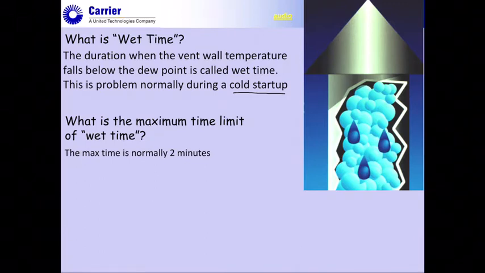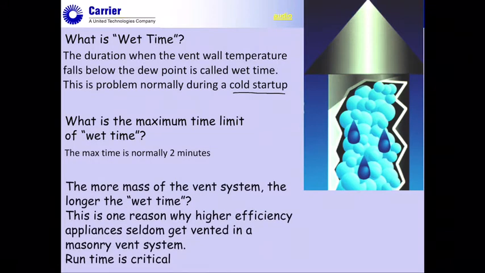So what is the maximum amount of time for wet time? Well, the normal amount of time that you would hope any vent system could pull out of a wet time is roughly 2 minutes. Now, that's what you'd like to see. There are going to be applications where that system could potentially run and never come out of it. But this is where your wet time is so critical to the type of vent system that you're using. If you're venting into a masonry chimney, it's almost impossible to ever come up with enough heat on a current appliance to do it, unless you can sustain enough run time.